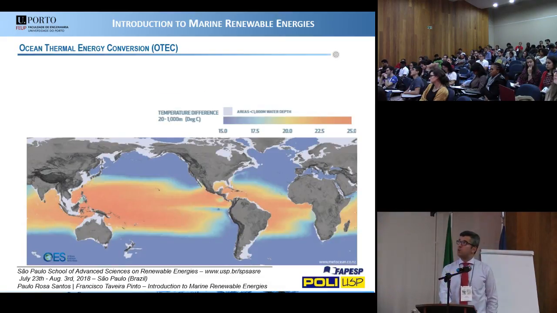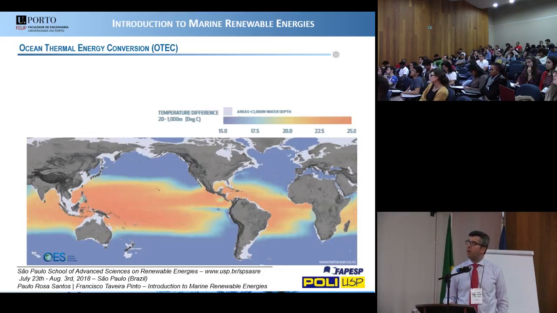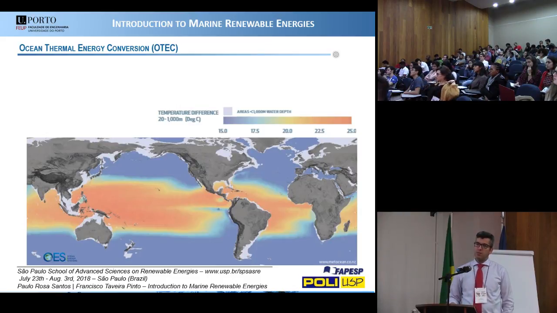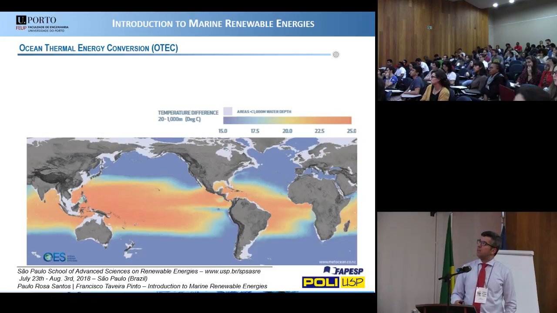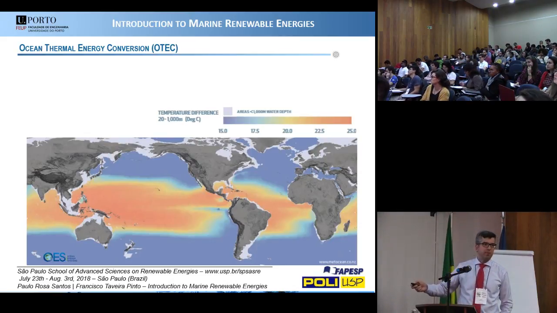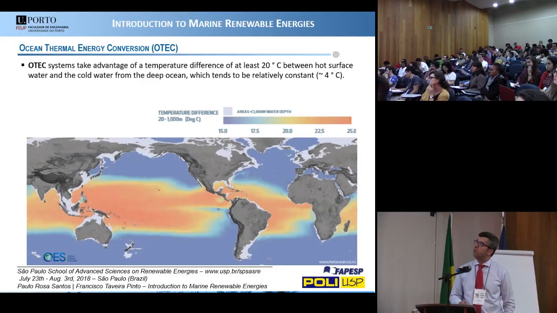Okay, another resource that we may find in the ocean is the ocean thermal energy. So it's related with the temperature in the ocean. And this figure presents the difference of temperature between the surface waters and the waters that are 1 kilometer below the surface. And we can see that the locations where the difference is higher are around here, okay, where the water at the surface is warmer, because in the depths of the ocean, the water temperature is more or less the same in the different parts of the world.